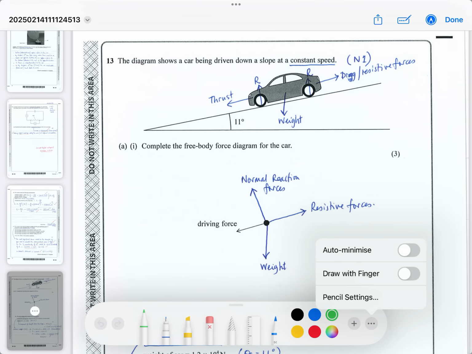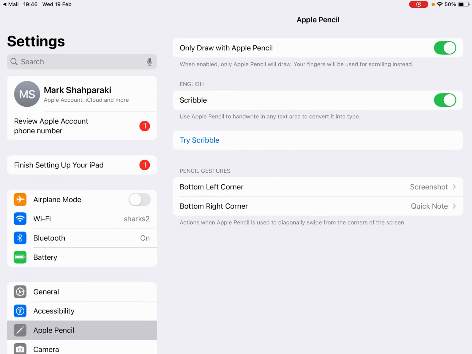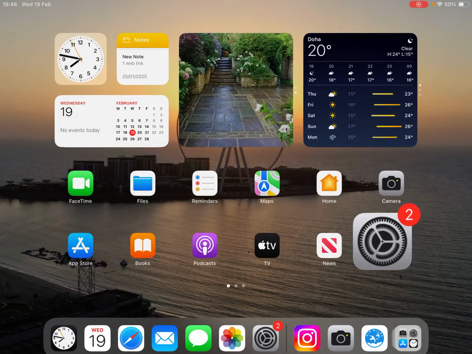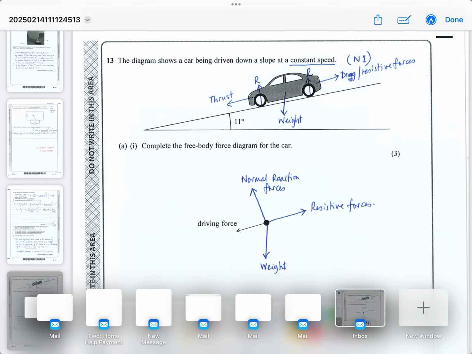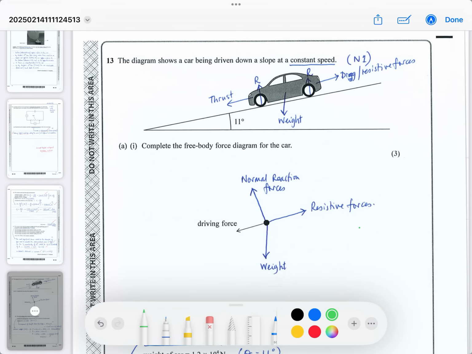So let's just see if I can put the pencil settings back on. For some reason I'm still having a problem with my pencil, so I'm using my finger.